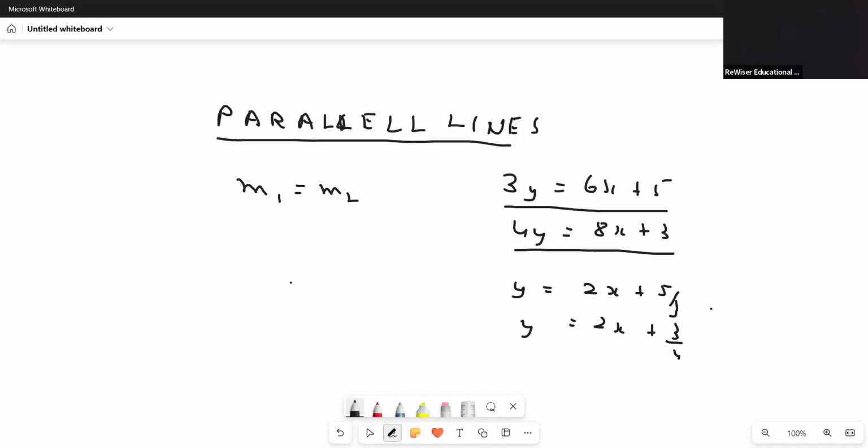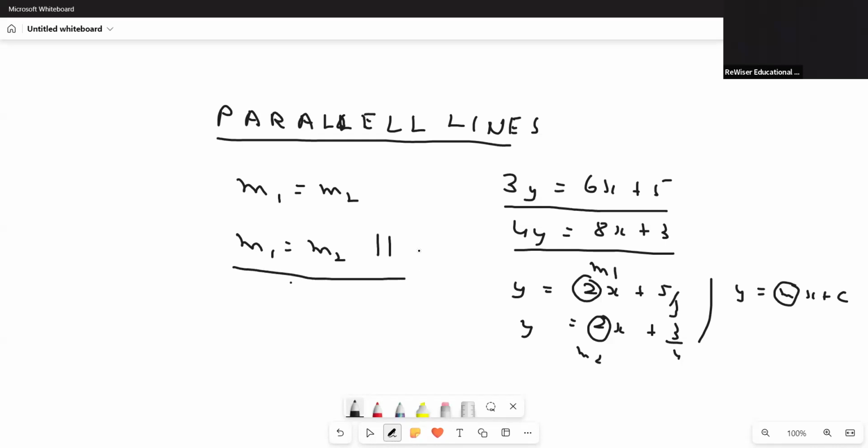Since we compare it with the line y = mx + c, the value of m is the coefficient of x. So that's the m of the first line and that's the m of the second line. If I call them m1 and m2, since m1 equals m2, we say that the lines are parallel. This is a very important criterion to find parallel lines. Please remember that a lot of questions are asked on this.